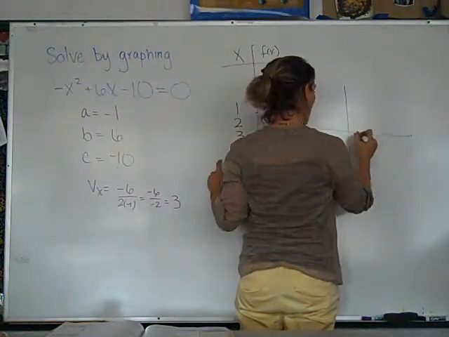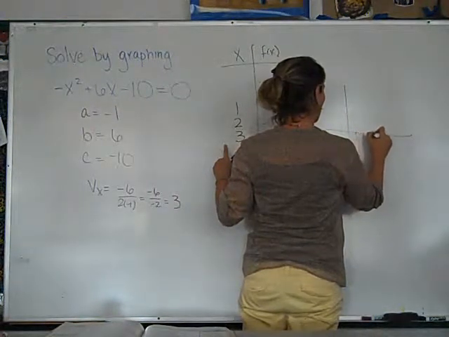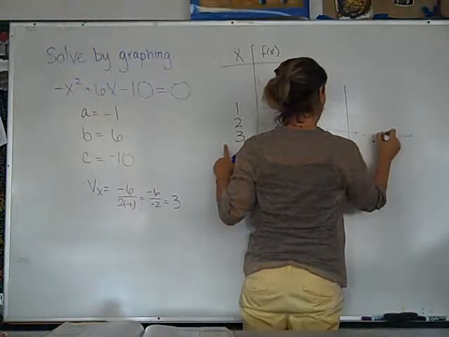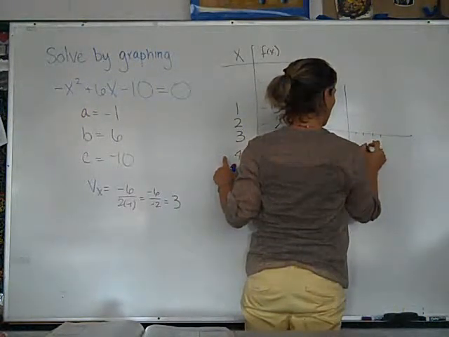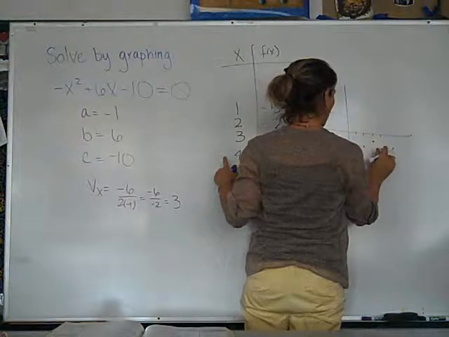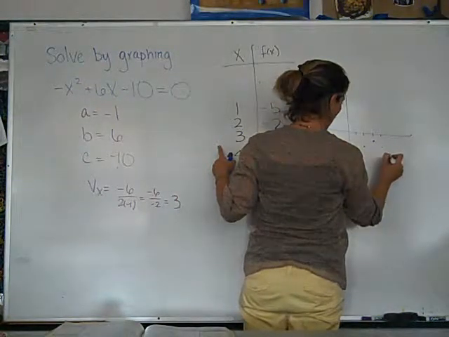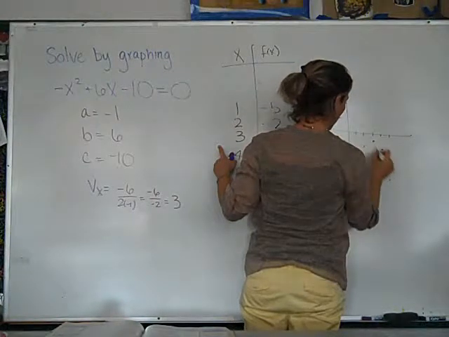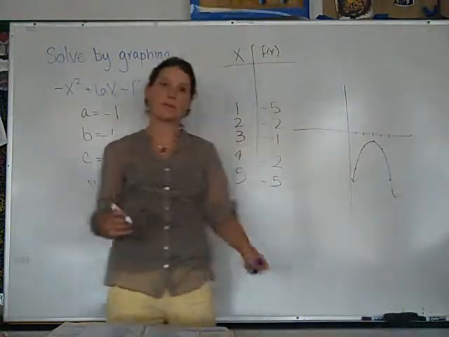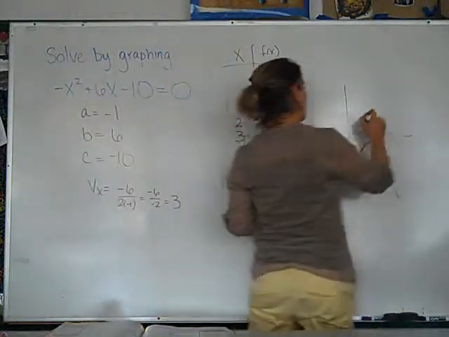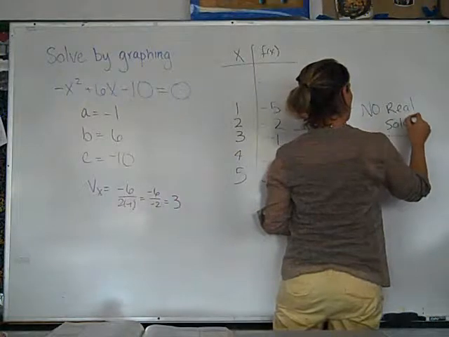So we start with 3, -1, and then go to 4, -2, and 2, -2, and 1, -5, and 5, -5. And it's just floating, right? So no real solution.